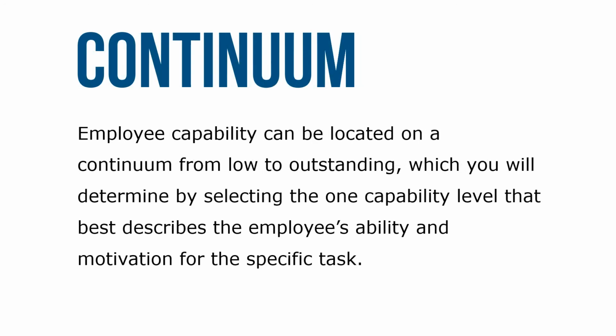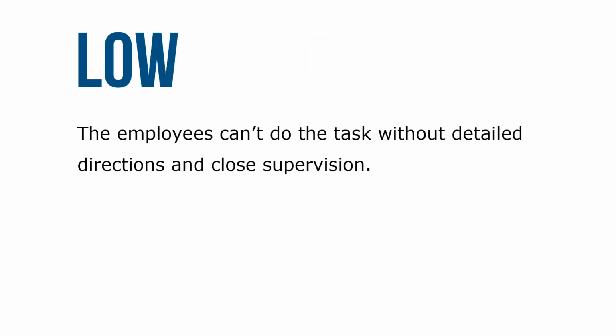Employee capability can be located on a continuum from low to outstanding, which you will determine by selecting the one capability level that best describes the employee's ability and motivation for the specific task. These levels are as follows. Low, or C1. The employees can't do the task without detailed directions and close supervision. Employees in this category may have the ability to do the task, but they may lack the motivation to perform without close supervision.